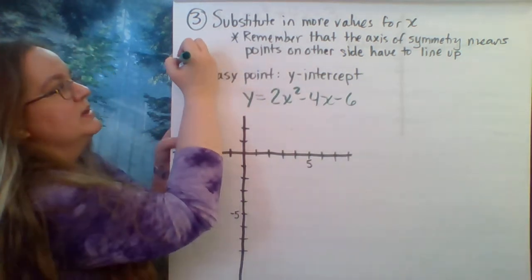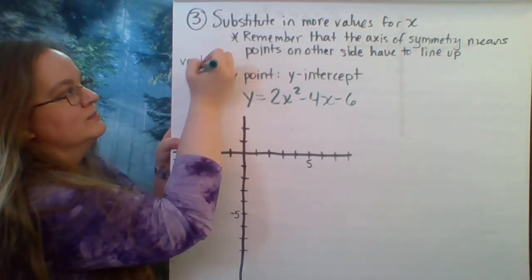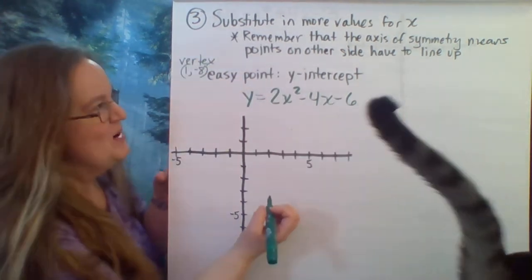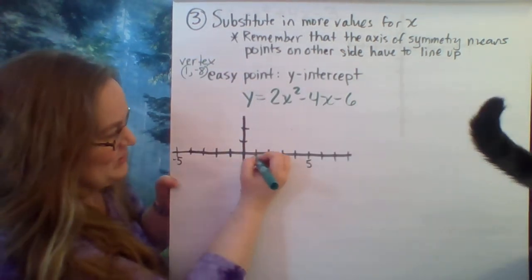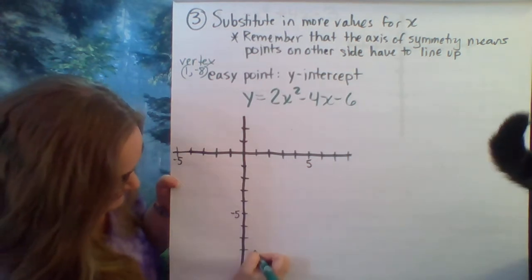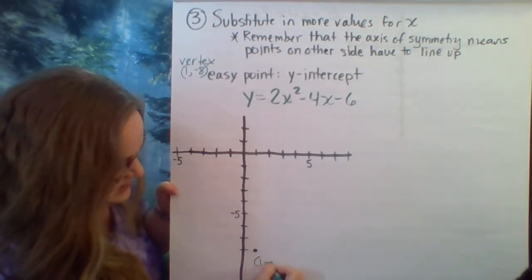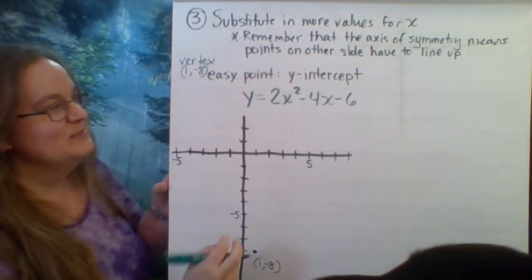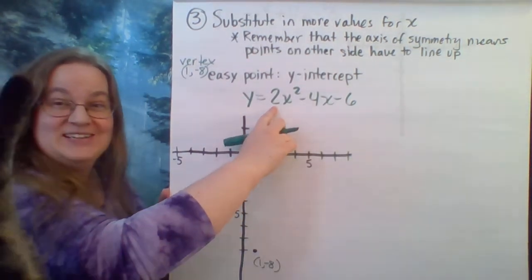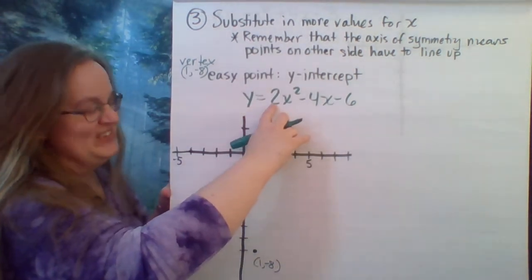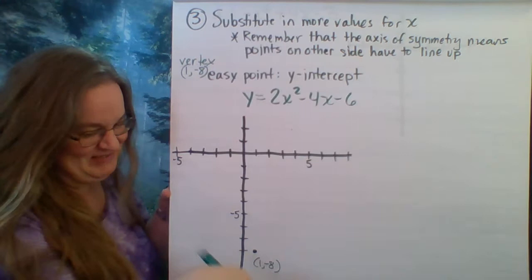Remember that I found that my vertex was (1, -8). So I'm going to start by graphing (1, -8). So (1, -8) is going to go down here, and that's going to be my vertex. I know that this is going to open up because a is positive. And so I know that this is going to be a graph that opens up.